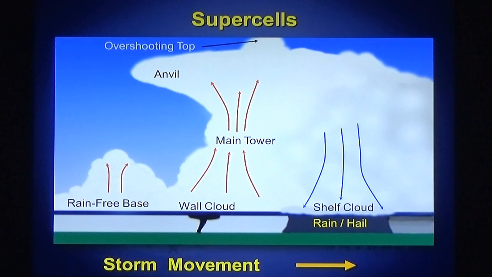And just because you get a supercell storm does not mean you'll get a wall cloud. Just because you get a wall cloud does not mean the wall cloud will start rotating. And just because you have a rotating wall cloud does not necessarily mean you'll get a funnel cloud or a tornado. But getting a supercell storm increases the chance of a tornado. Getting a wall cloud further increases the chance, and getting that wall cloud to rotate even further increases the chance of getting a tornado.